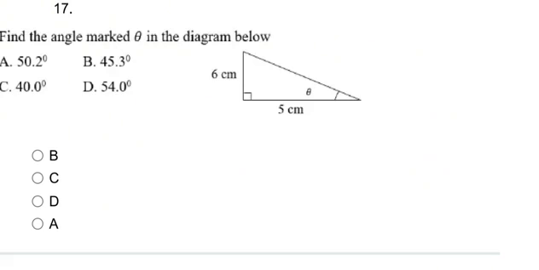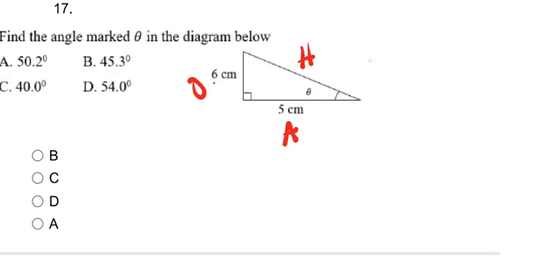All right, question 17. Find the angle marked theta in the diagram below. From what we can see here, we have a right angle triangle. So what you're expected to do is to make use of SOHCAHTOA, and the first thing we need to do is to label the sides. So this is the hypotenuse. This will become the opposite, because that is the side facing the angle that we have there, and this will be the adjacent.